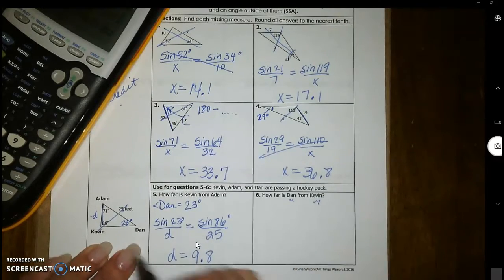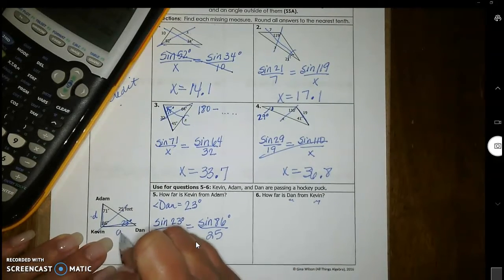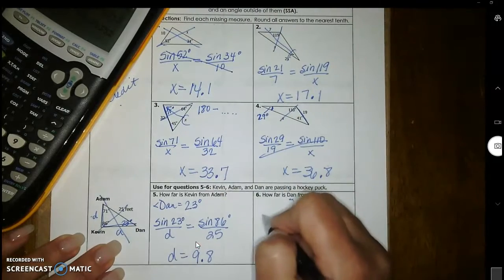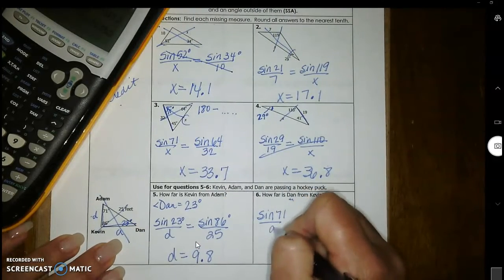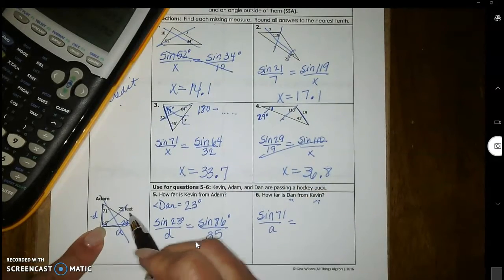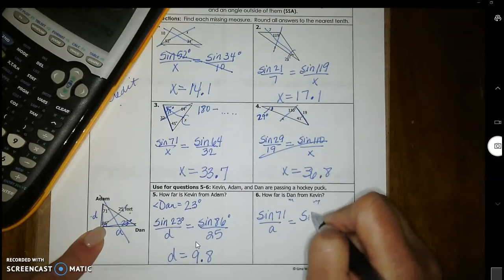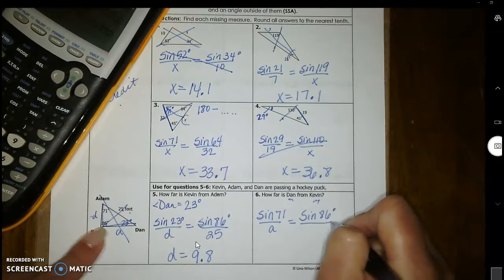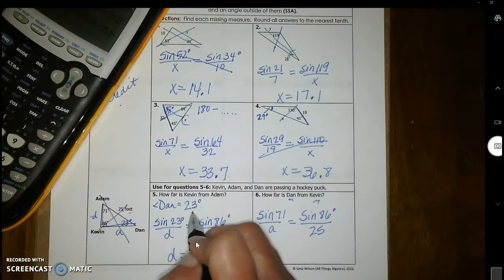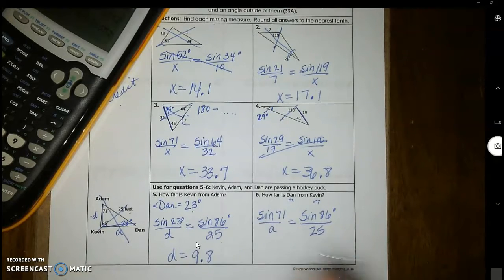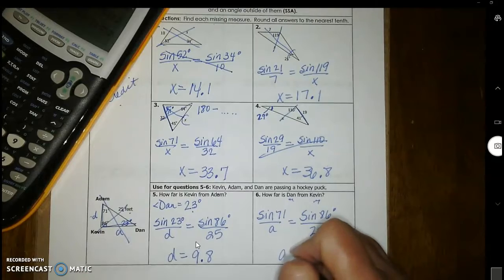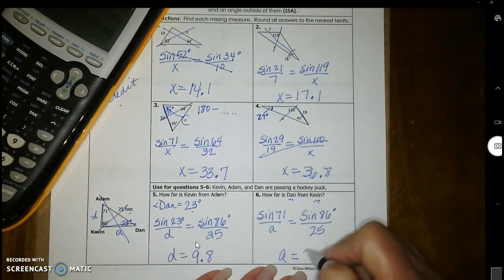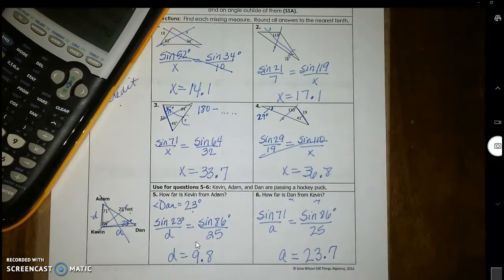All right, this time we need Dan and Ken, so I'm looking for the side that is opposite of Adam. So I can do the sine of 71 over A. I'm going to use my 86 and 25 because what if, just what if, I got Dan's angle wrong, right? Sometimes that happens. Or what if I get this wrong? So I want to go back to the original problem to figure that out, okay? So when I get done, I should end up with a 23.7, okay? All right, I'll meet you on the other side.